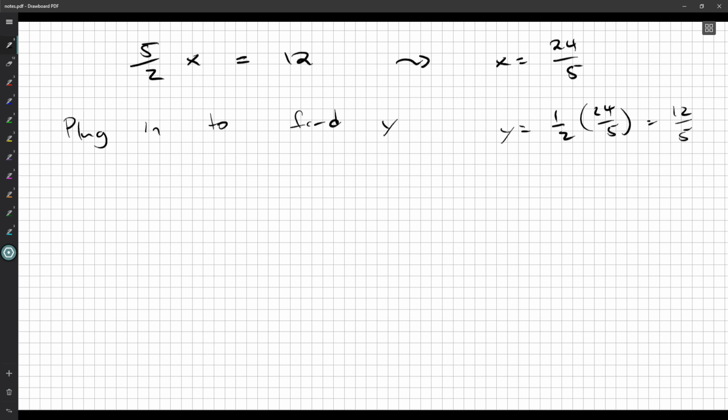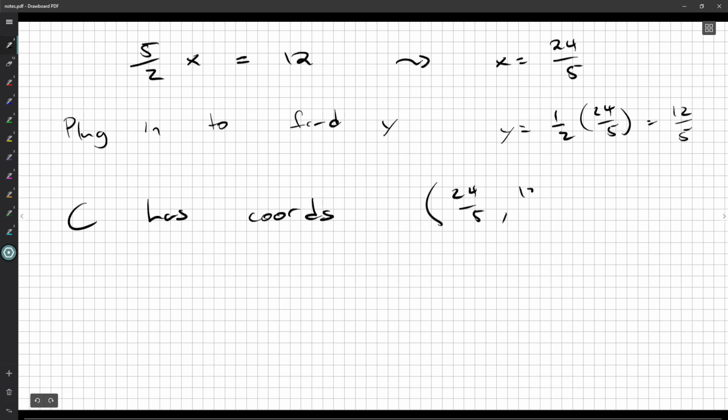24 over 5 times negative 2 is negative 48 over 5, plus 12, well, that's really plus 60 over 5. And 60 minus 48 is 12, so we get 12 over 5 there. Just, if you want to double check. But putting it all together, C has coordinates 24 over 5, 12 over 5.